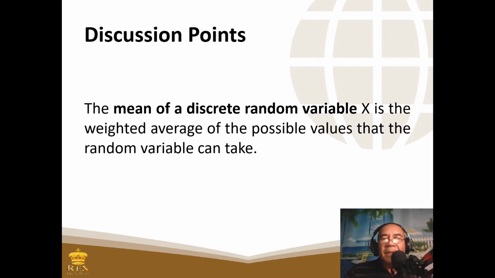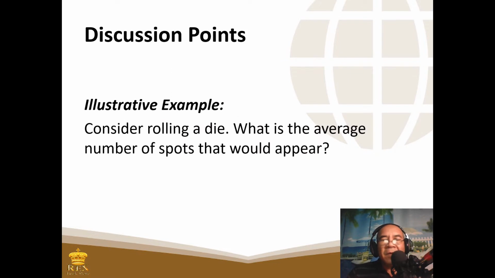So, we are going to discuss the mean of a discrete random variable x. This is the weighted average of the possible values that the random variable can take. Okay? Okay, let's have an example. Consider rolling a die. What is the average number of spots that would appear?